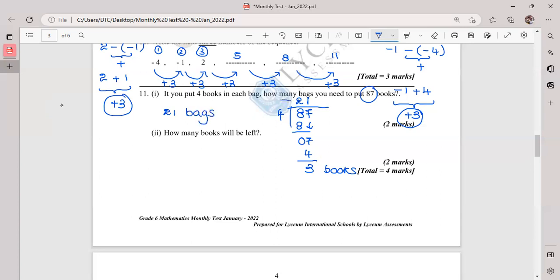So from where did I get that answer? This one. And how many books will be left? The 3 will be left. From where did I get it? Each bag has 4 books in each bag. Where can you find that value? Here. Okay. How many books did you have? 87. Can you see the connection between each value now? Yes. Right.